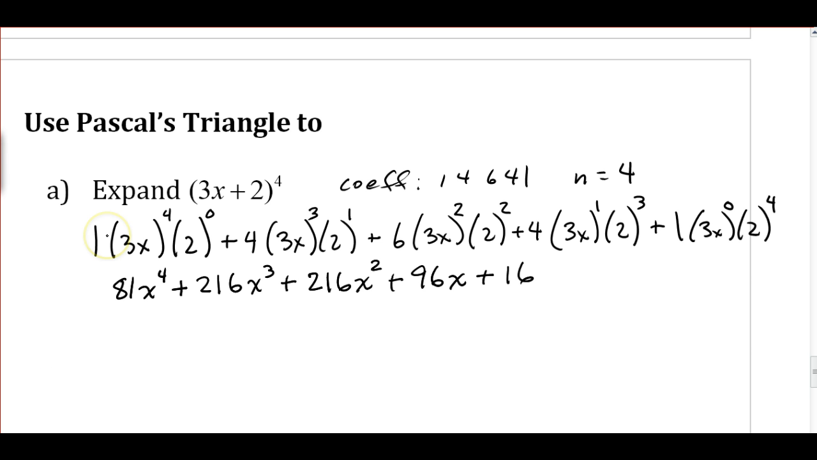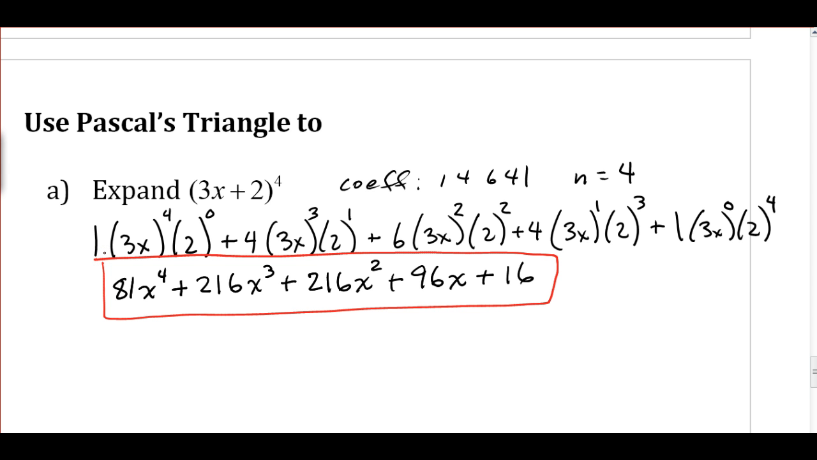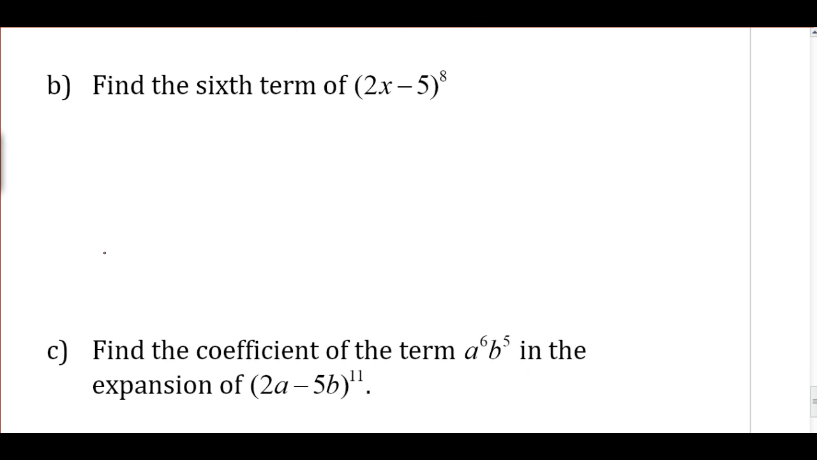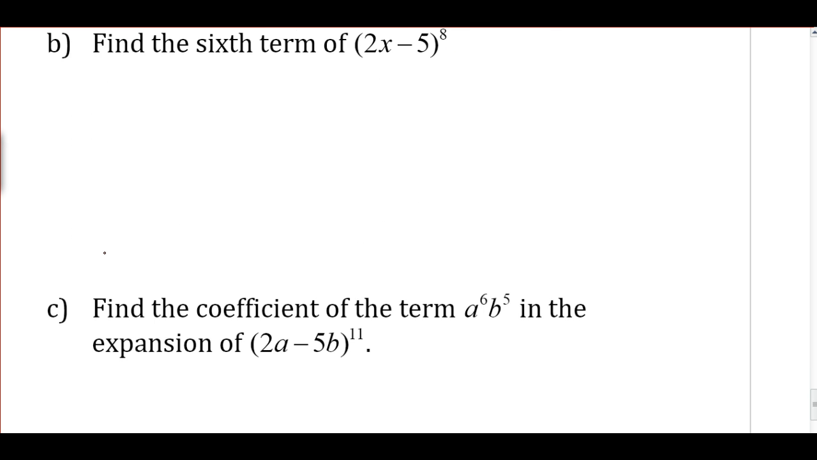So, either method, binomial theorem or Pascal's triangle, I think they're equally as quick. You want to make sure that you practice both methods, because again, if I asked you to find the 8th term of 2x minus 3y raised to the 15th, you're not going to want to use Pascal's triangle to find that coefficient. You're going to want to use the binomial theorem. So go ahead and see if you can work out examples B and C.